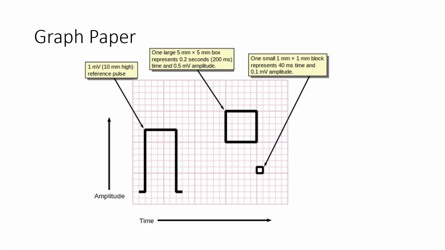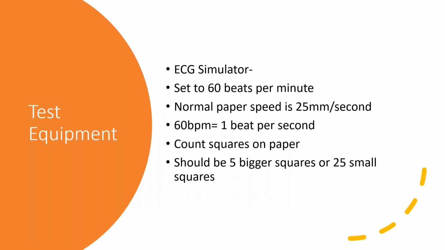On our oscilloscopes, we can change how much voltage and how much time is per division. So it's a little different than the ECG, where we're stuck with the same amplitude all the time, but we can change the time period on an ECG based on the printout time. Test equipment: ECG simulator, set to 60 beats per minute.